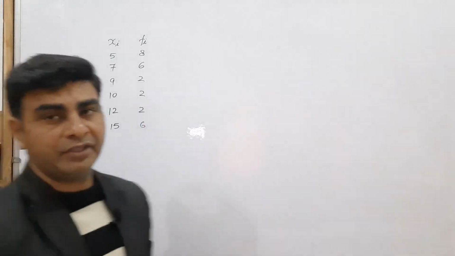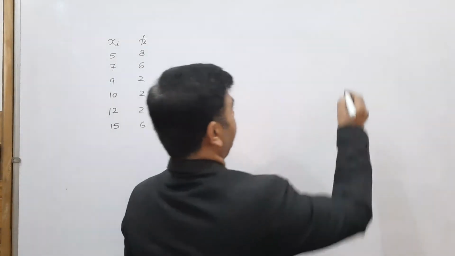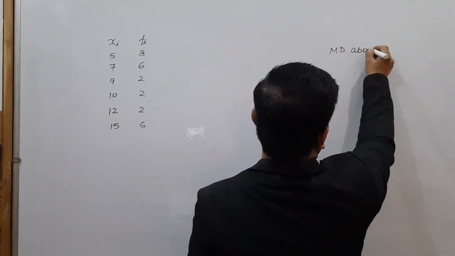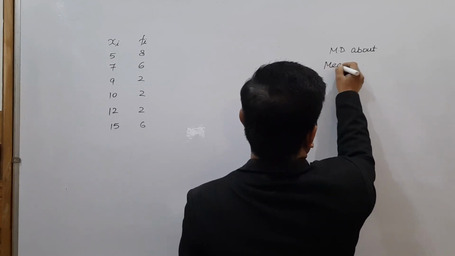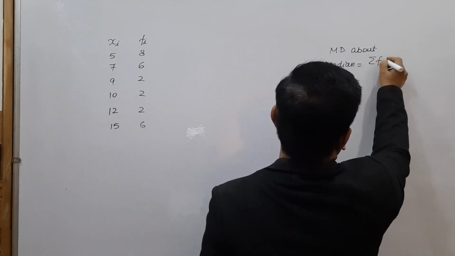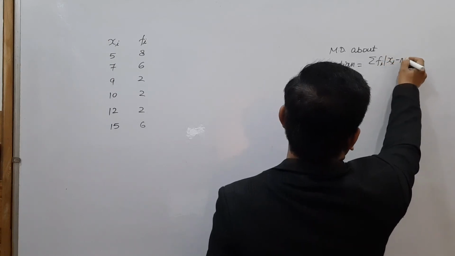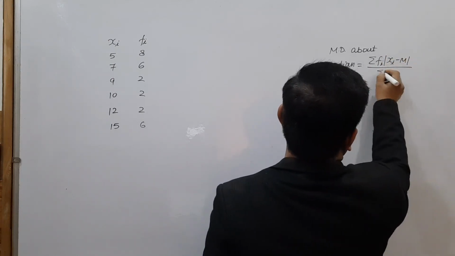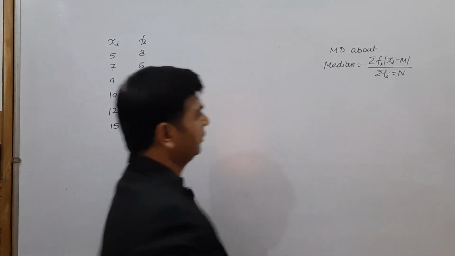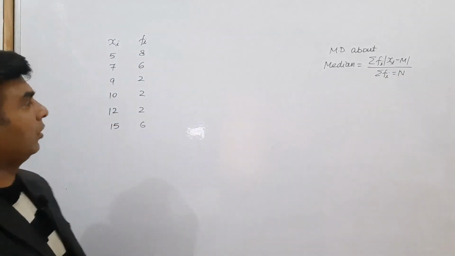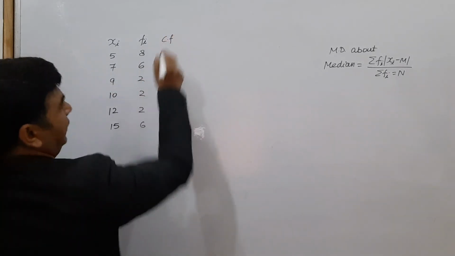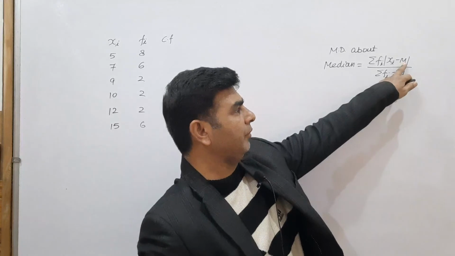Children, because we have to find the mean deviation about the median, let me write down the formula. Mean deviation about the median is given by the summation of fi times modulus of xi minus median, divided by the summation of fi, which is equal to n, where the median can be obtained through the group formula. For that, first we find the CF, because we have to find the median first.